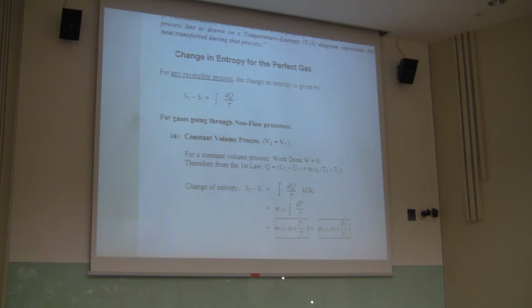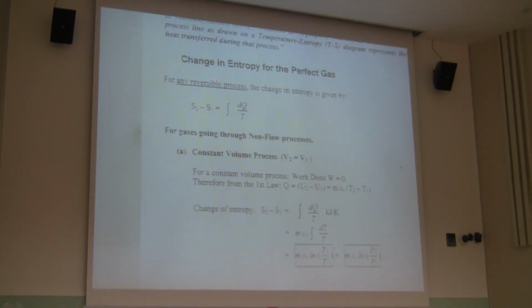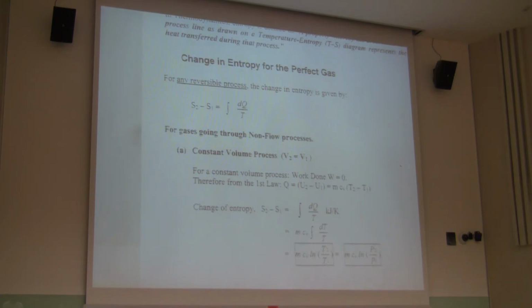Your change in entropy, the formula is here. You see, I use here change in entropy. Can you see now? You see what I've given you. Now apply this formula to simple processes. Those simple processes are constant pressure, constant volume, constant temperature, polytropic, adiabatic. The same five processes we considered in the past.